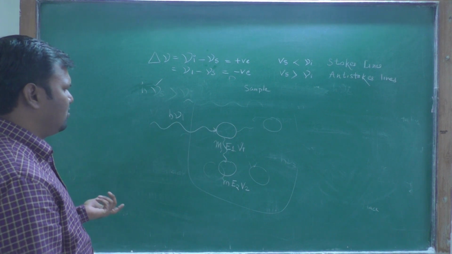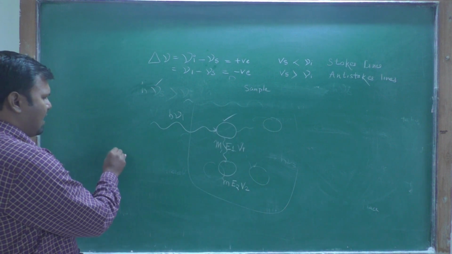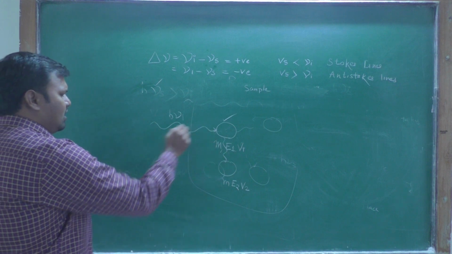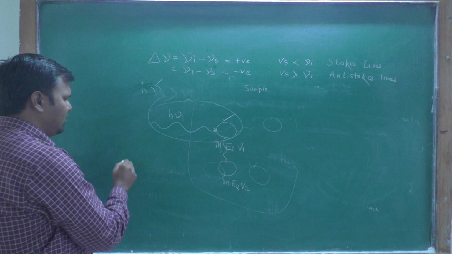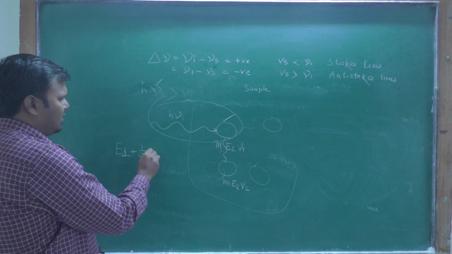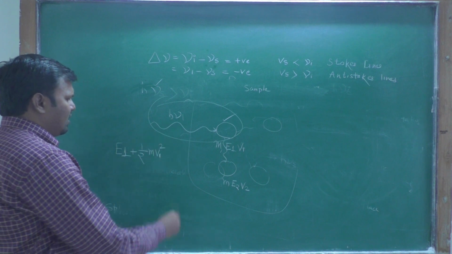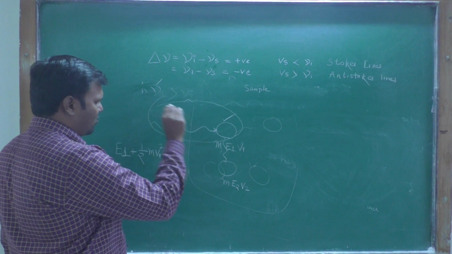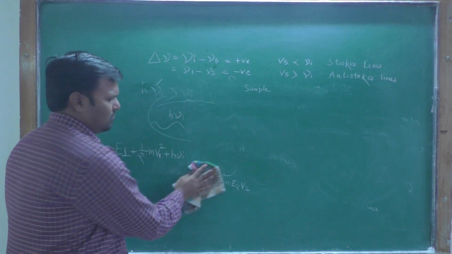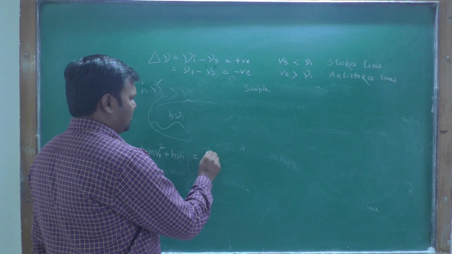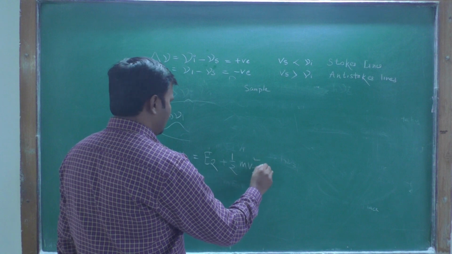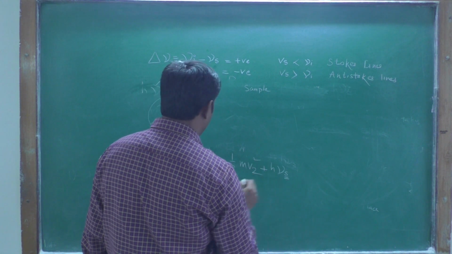By using the law of conservation of energy, the total energy for the system will be the energy of the molecule E1 plus its kinetic energy 1/2 m v1 square plus the energy of the photon h mu I. This will be equal to the energy changed to E2 state plus 1/2 m v2 square plus h mu s, that is the scattering of light.